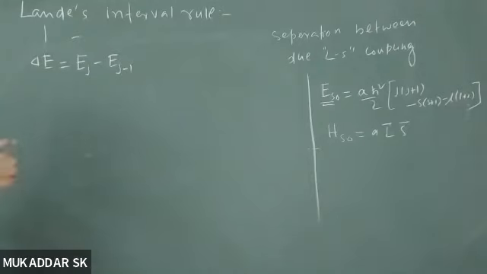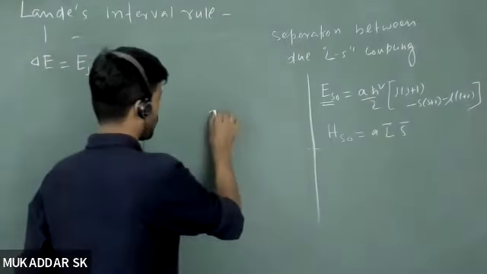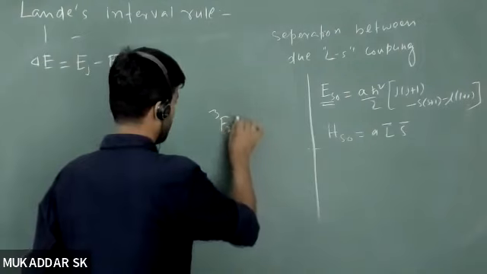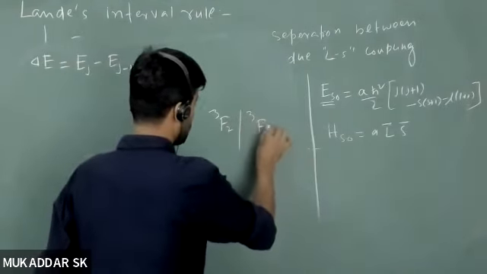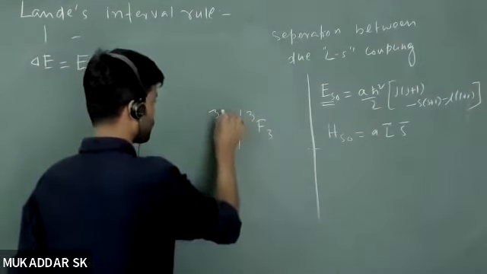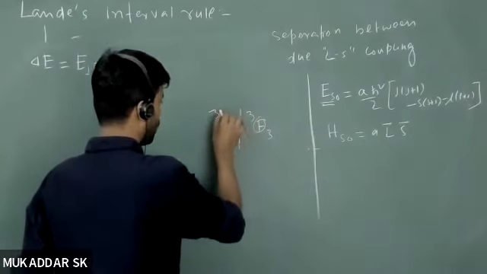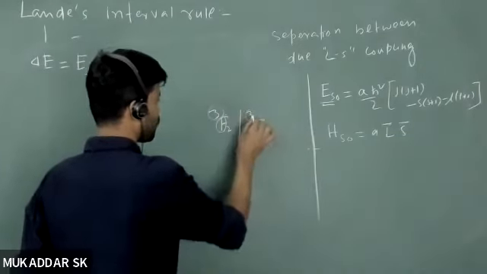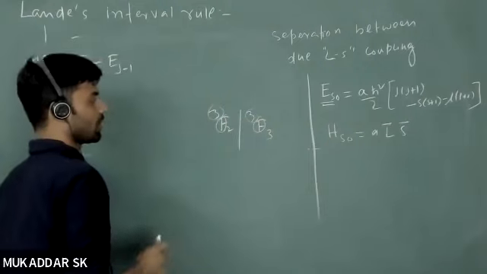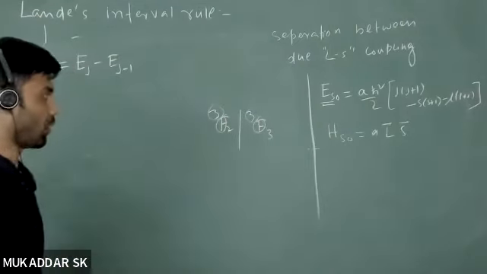Then the energy separation between two adjacent levels will depend upon the J value because they have different J. For 3F2, J is 2. For 3F3, J is 3. I'm talking about these two adjacent levels. For both, L is fixed at 3, and S is also fixed. So 2S plus 1 is equal to 3. It means S equals how much? 1, right?